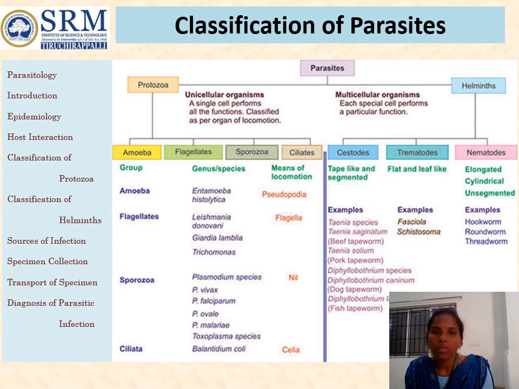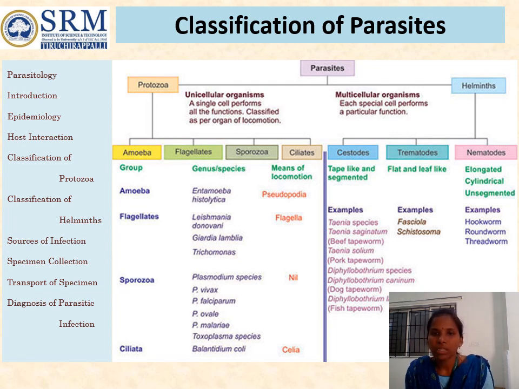So for amoeba, an example is Entamoeba histolytica, whose means of locomotion is pseudopodia movement. Flagellates can move from one place to another through flagella. Examples of flagellated protozoa are Leishmania donovani, Giardia lamblia, and Trichomonas. The third one is sporozoa, which can't move from one place to another. Examples are Plasmodium species, Plasmodium falciparum, Plasmodium vivax, Plasmodium ovale, Plasmodium malariae, and Toxoplasma species. And for the ciliated type of protozoa, an example is Balantidium coli, which moves through ciliary movement.